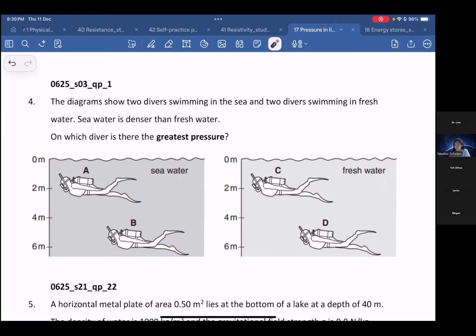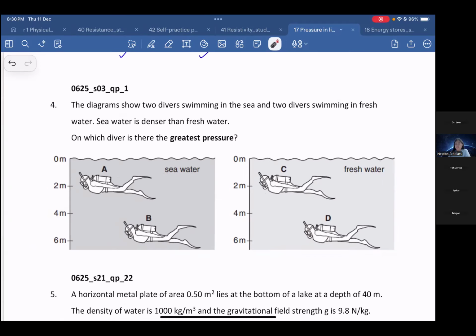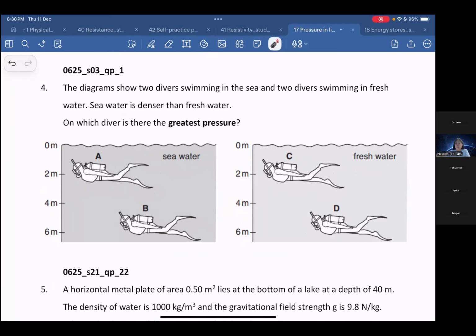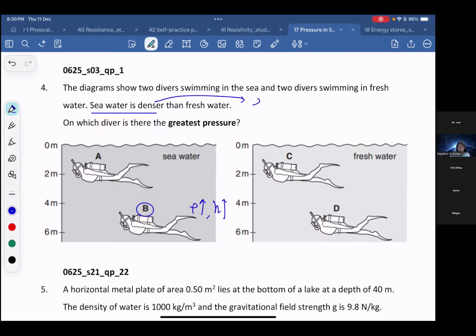Hui Tong, how about you? Seawater is denser. That means that seawater has higher density. Megan, correct. Hui Tong, I'm waiting for you. Correct. You get it. Okay, answer is B. Because density is higher and also the depth is greater. So answer is B. Seawater is denser, that means the density for sea is higher.